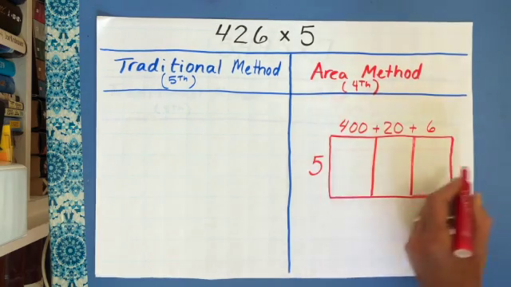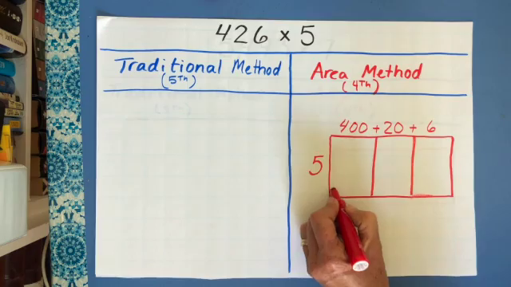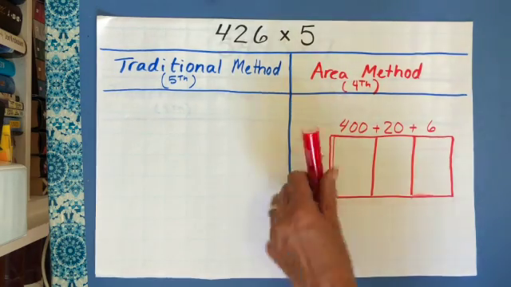Now I'm going to find the area of each one of these three boxes. So I do this side. The length of this side is equal to 5.